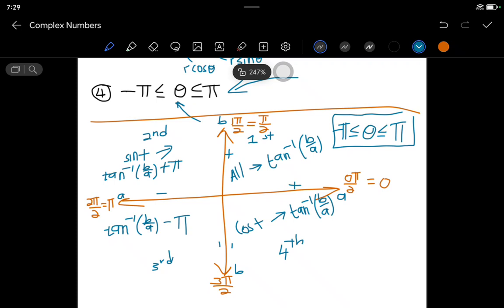In the second quadrant, you're going to add. In the third quadrant, you subtract. Right? Now, we're going to say this.